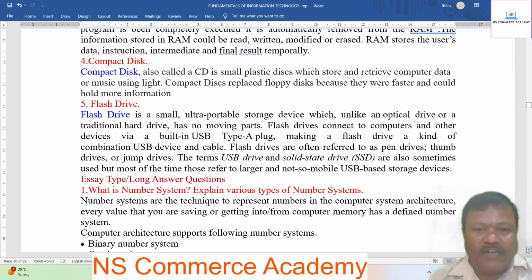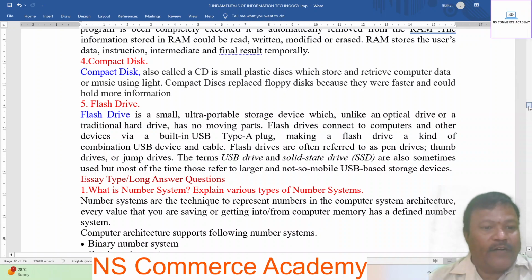The terms USB drive and solid state drive (SSD) are also sometimes used, but most of the time those refer to larger and not so mobile USB based storage devices.